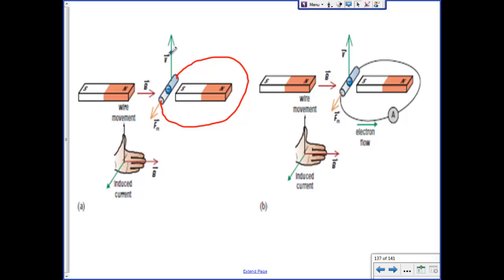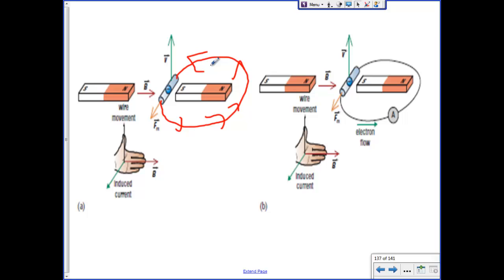But let's assume that the wire itself is moving up. So basically my hand would look like this over to the screen. The force now is not going to be the force on the wire, it's going to be the force inside the wire, causing the electrons to move. And so electrons will be forced towards us. And so then current would run this way if you were to move the wire up.